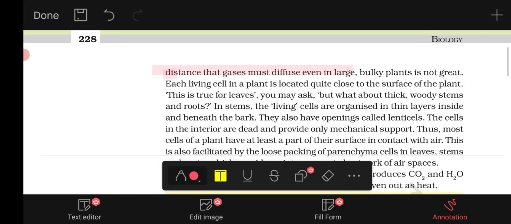Okay, the distances that gases must diffuse, even in a large bulky plant, are small. Each living cell in a plant is quite close to the surface of the plant, and this is true for leaves. You may ask, but what about thick woody stems and roots? In stems, the living cells are organized in thin layers inside and beneath the bark.